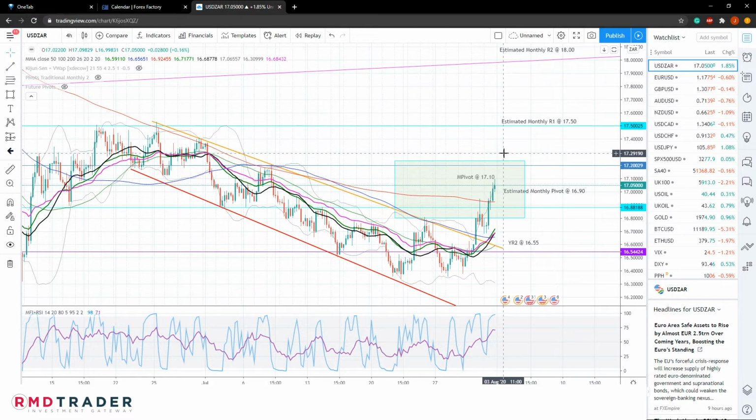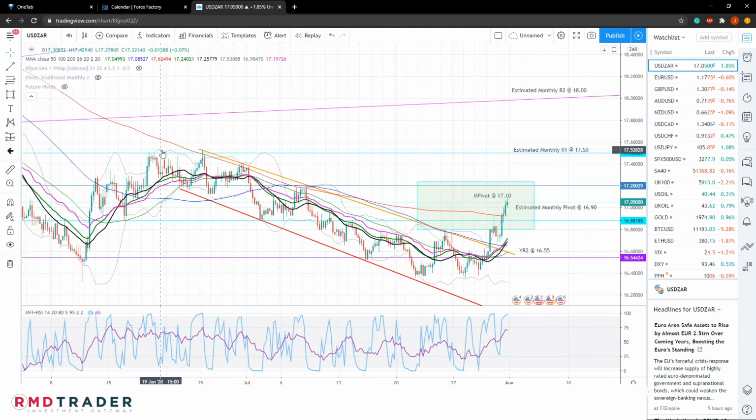I expect slightly further resistance at 1750, and ultimately I think we can probably look for a target at the 17 Rand 50 level. That will be close to our monthly R1 pivot, and also the same area of our last high that we saw in the middle of June.